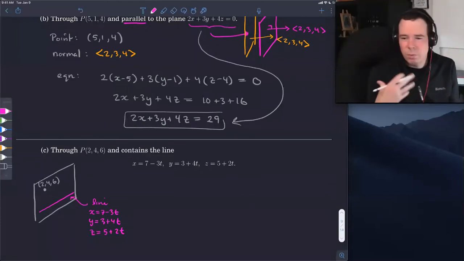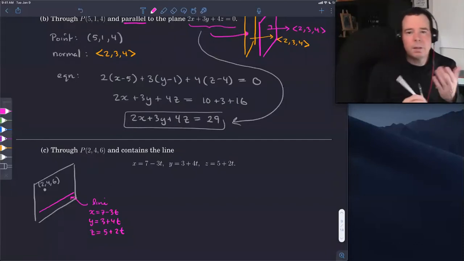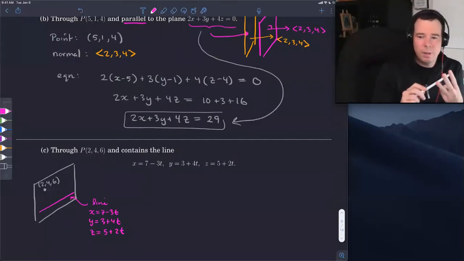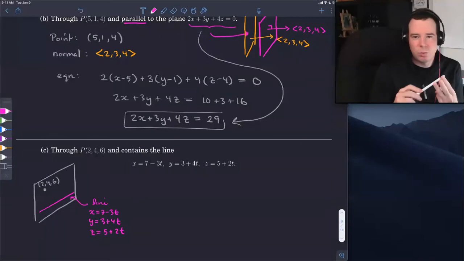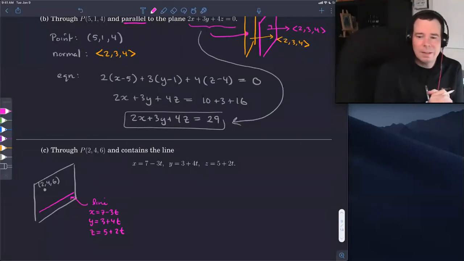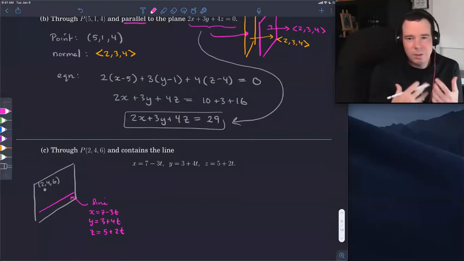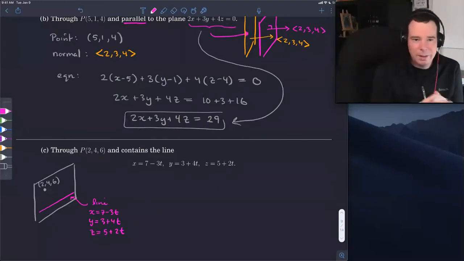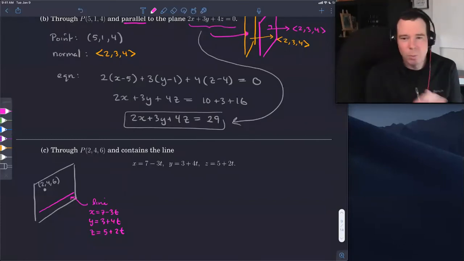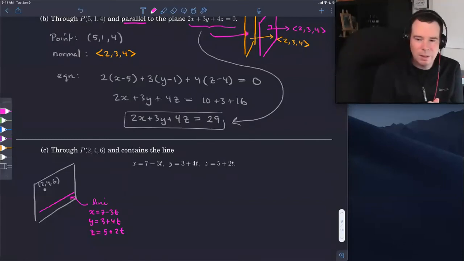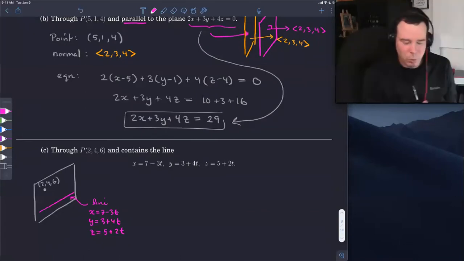So again, we have to think, what do I need to determine the plane? I need to know either 3 points on the plane, or I need to know 2 vectors that are parallel to the plane, plus the point. But even then, I don't really want just 2 vectors parallel to the plane. I'd like to cross them and get that normal vector to the plane. So I'm really interested in getting a normal vector to the plane and a point in the plane.